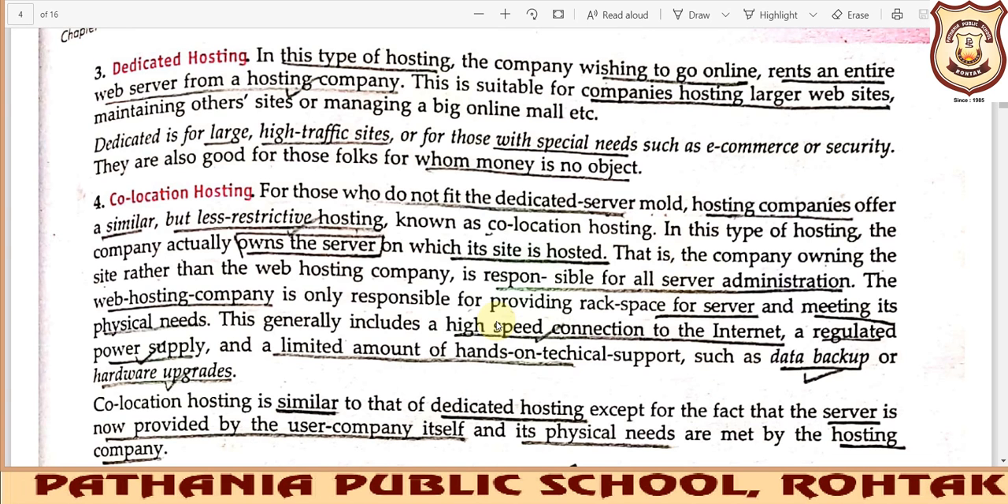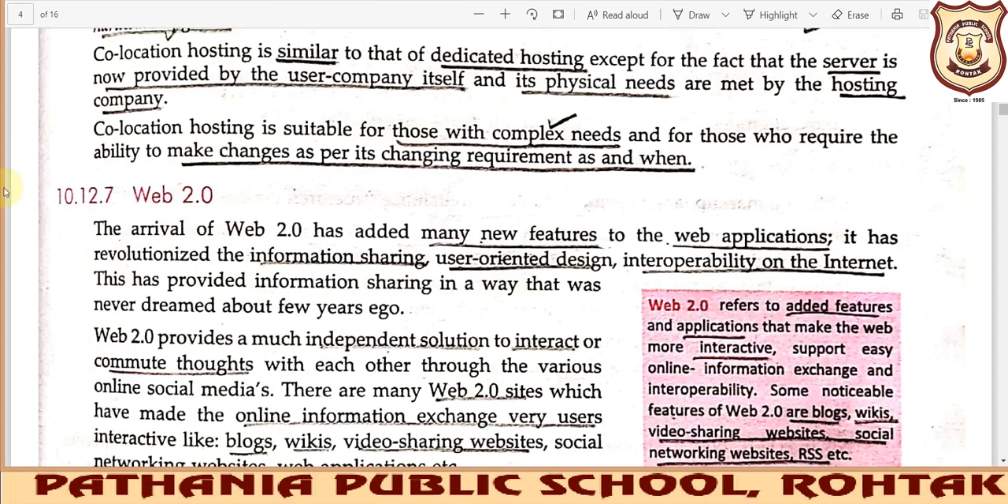Okay, backup you will be taking, any technical support you will be arranging, power supply backups, hardware upgrades, everything you will be taking care of. So you need very good expertise in the networking field, then only you will be able to handle co-location hosting. It is just like your dedicated hosting, but here you will be managing your own server. You will not be dealing with any hosting company as we were in the case of dedicated hosting.